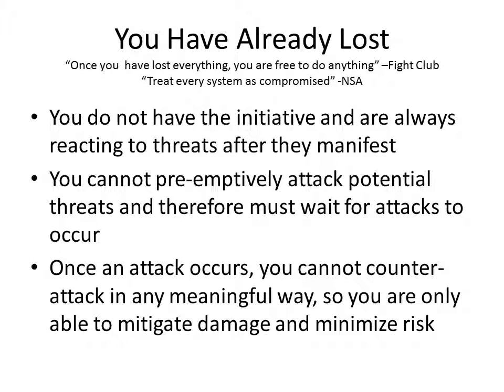Being on the defensive side of security means that we cannot technically win. The best we can possibly do is stalemate. Being on the defensive side, we never have the initiative and are always reacting to the threats after they manifest. We don't have the ability to preemptively attack potential threats, and we have to wait for them to occur. Once an attack occurs, we can't counterattack in any useful way, so our only option is to mitigate damage and minimize risk.